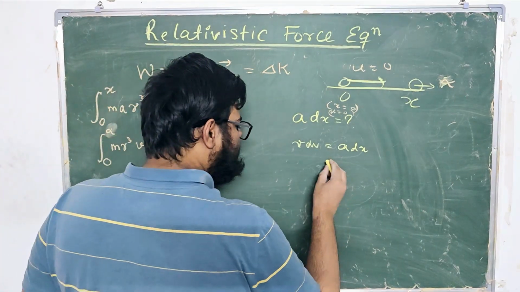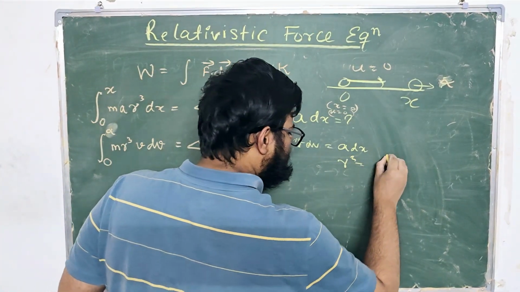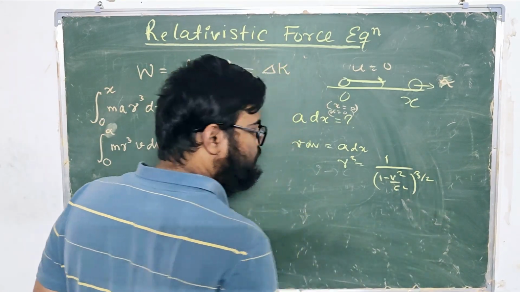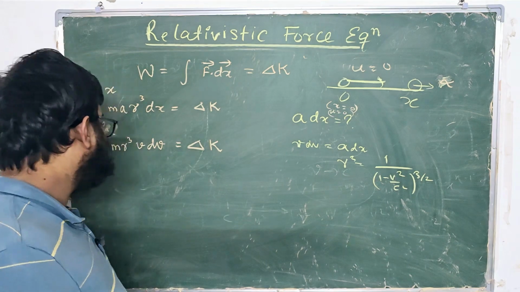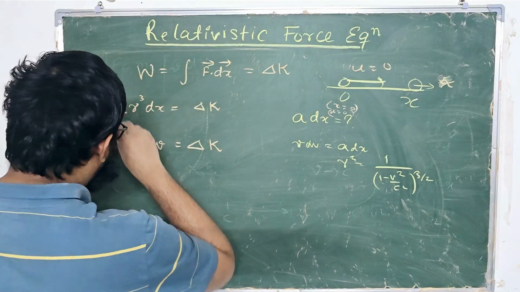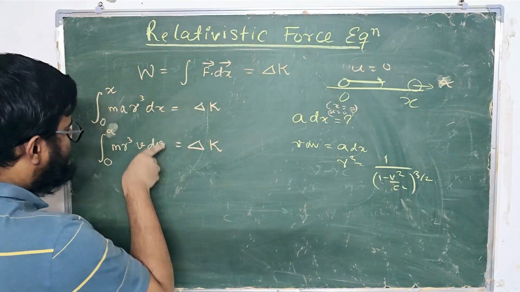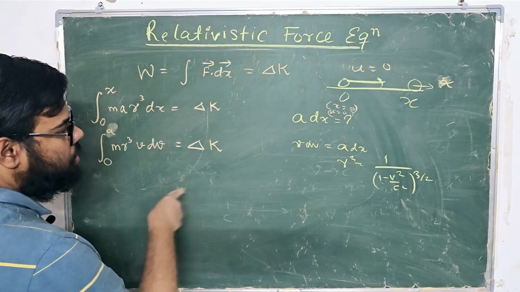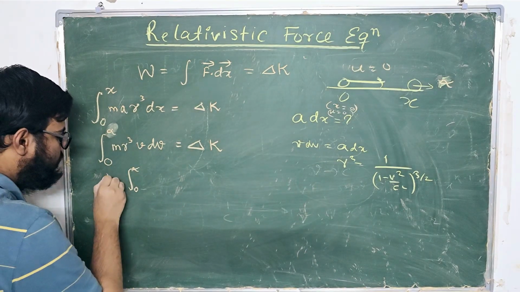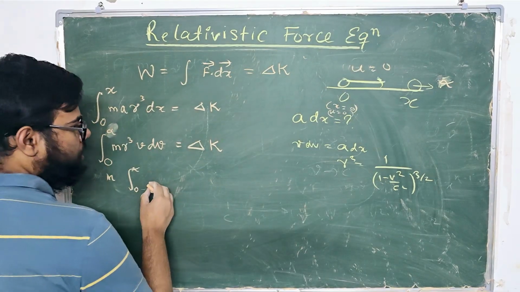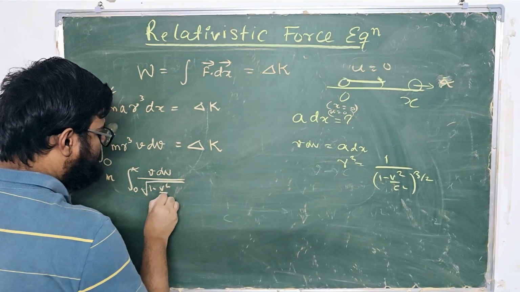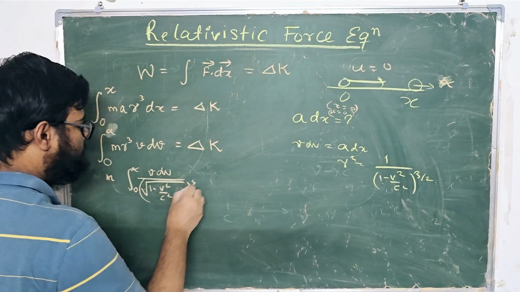How? What is gamma cube? It is 1 minus v square by c square raised to the power 3 by 2, right? It is this expression. Now we have gamma cube, so now you can just clearly integrate it: 0 to alpha, m is a constant, v dv by square root of 1 minus v square by c square whole cube, right?